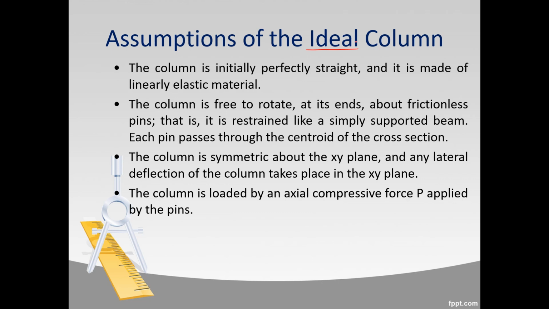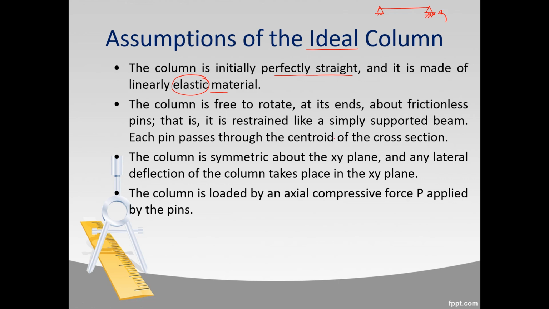So there are four assumptions here. The first is that the column is initially perfectly straight and it is made of linearly elastic material. Remember, we are dealing with the condition of linearly elastic. The column is free to rotate at its end about frictionless pins. That is, it is restrained like a simply supported beam. So if you rotate this simply supported beam 90 degrees anti-clockwise, then you will get the column that we have assumed here. So it is restrained like a simply supported beam.